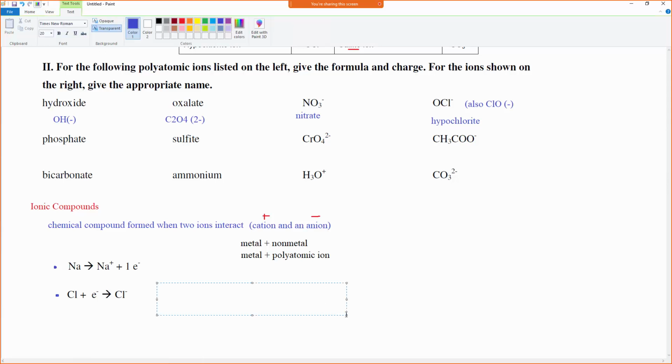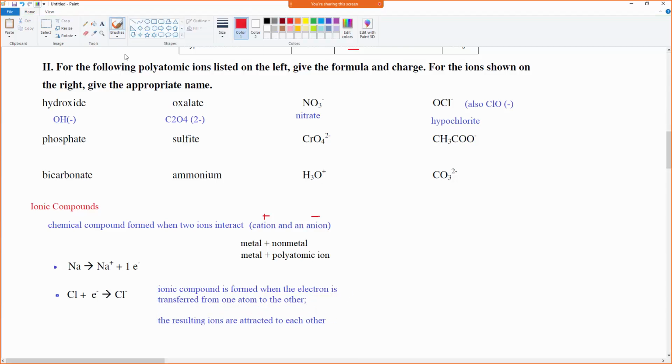So the ionic compound is formed when the electron is transferred from one atom to the other. And then the resulting ions are attracted to each other. That is the nature of the ionic bond. It is pure attraction. Positive charge attracted to a negative charge.